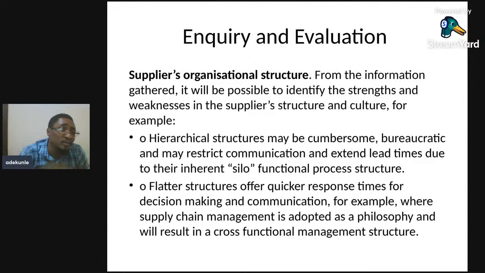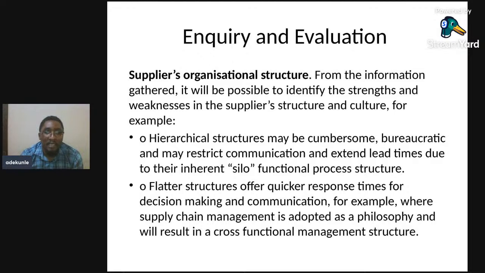Of course, you can also evaluate your supplier based on the organizational structure. All right, what is the kind of structure they have? Because the kind of structure will identify their strength or their weakness, maybe in the supplier culture, for example. A hierarchical structure will be cumbersome. If you have a tall structure, it can be cumbersome. It could be bureaucratic. In fact, it's bureaucratic.